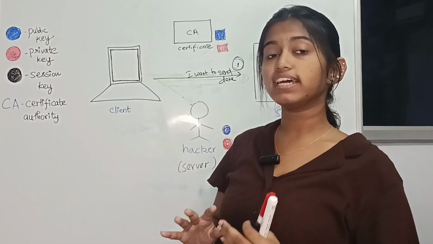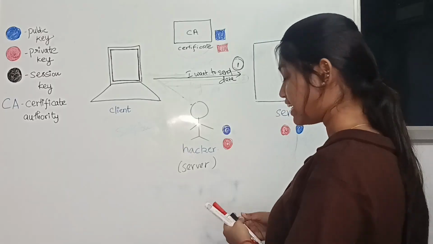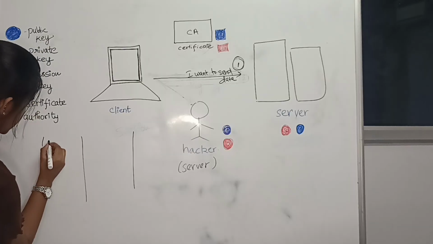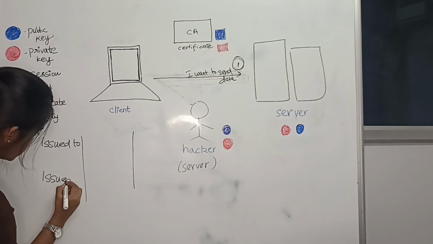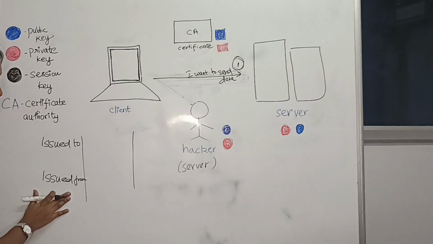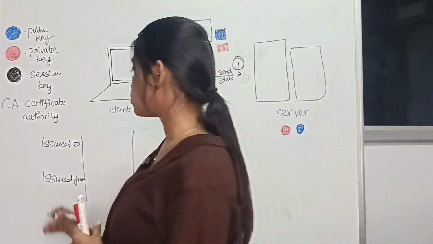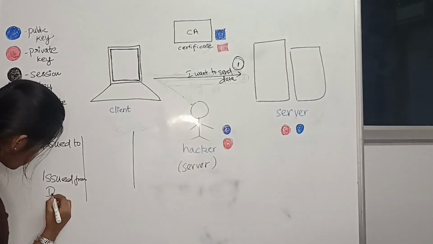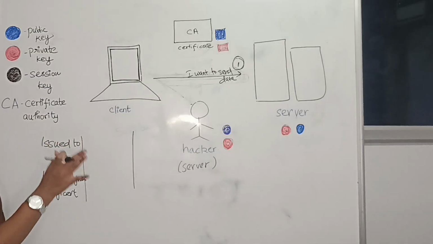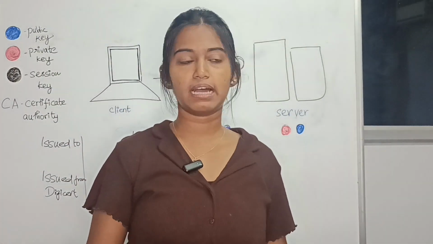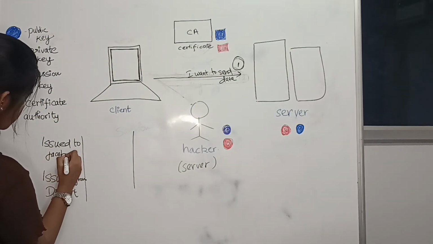We need to know what things are present in the certificate generated by the certificate authority. There are three parts: issued to and issued from. The from part has the certificate authority's name, who provided the certificate. For example, we'll take DigiCert, one of the certificate authorities, and the certificate is provided to Facebook. So in the issued to part, Facebook is present.